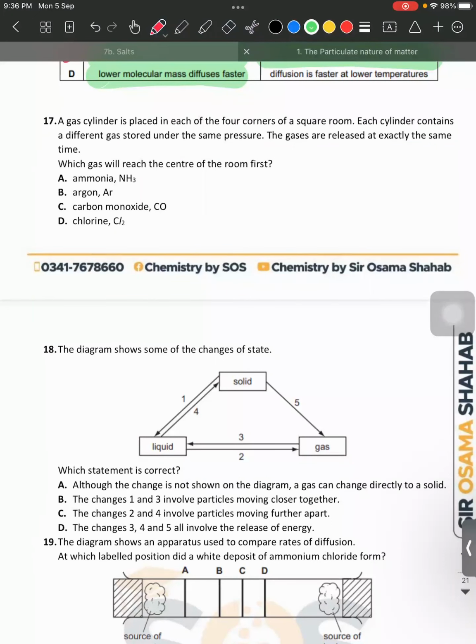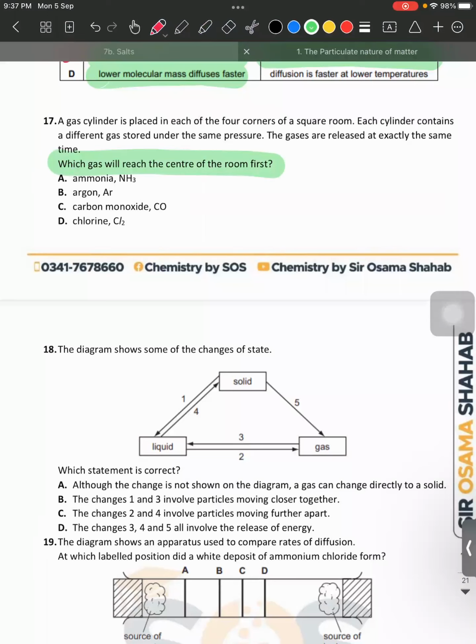A gas cylinder is placed in each of the four corners of a room at room temperature. Each cylinder contains a different gas stored under the same pressure. The gases are released exactly at the same time. Which gas will reach the center first? Yes, A. Which gas will reach the center first?